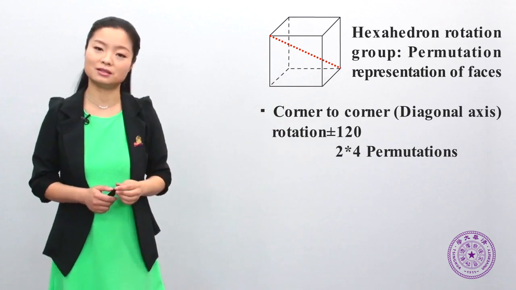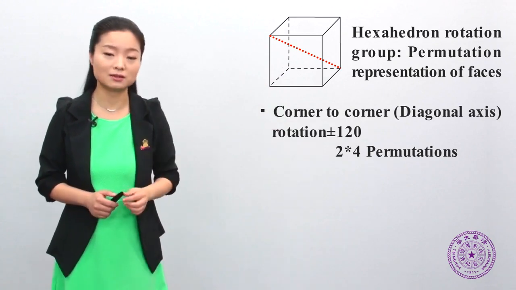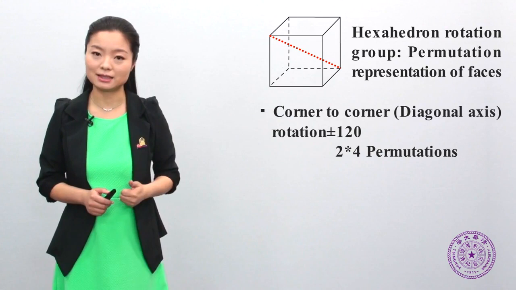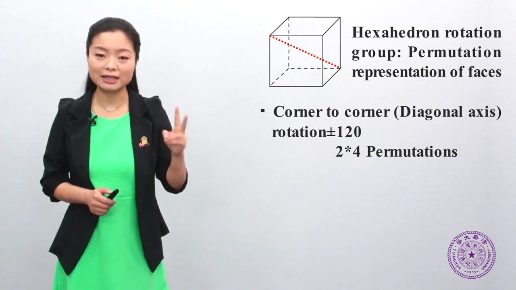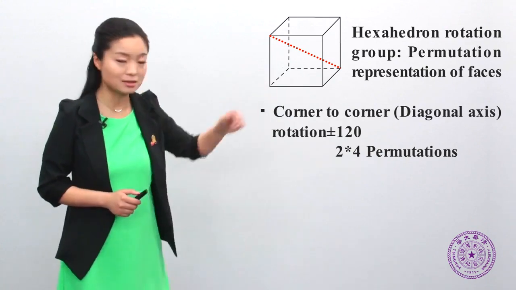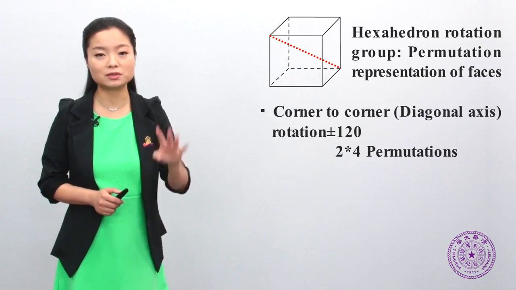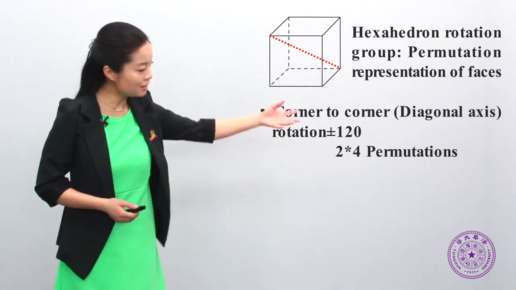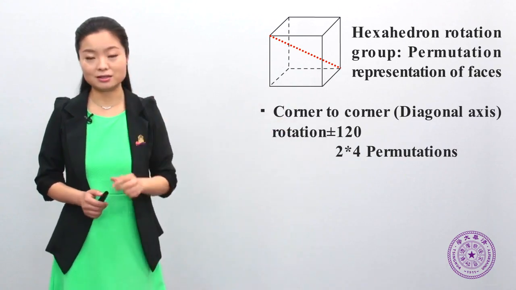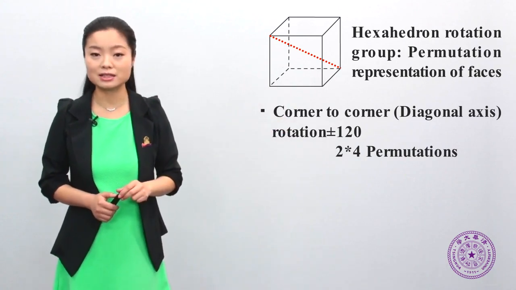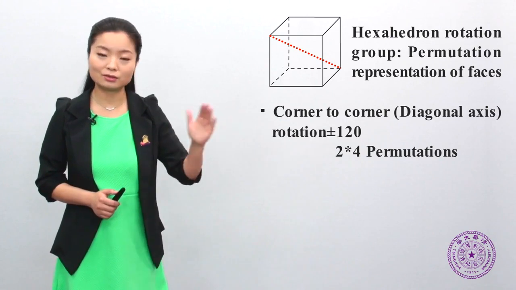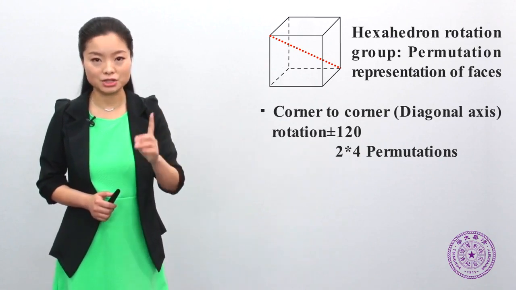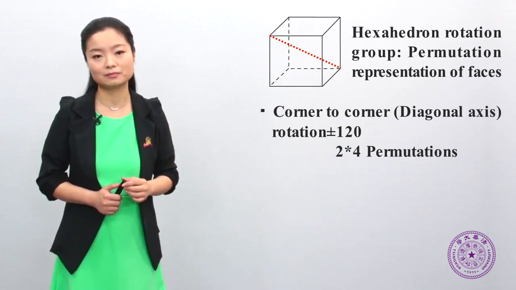First, we need to think about how many corresponding inner diagonal lines there are. How many vertices do we have? A total of 8 vertices. 2 of them are a pair of corresponding vertices, which gives 4 different diagonal lines. How many angles are there? Positive and negative 120 degrees, 2 angles. Therefore, this kind of permutation, vertex to vertex, should contain 2 multiplied by 4 different permutations.